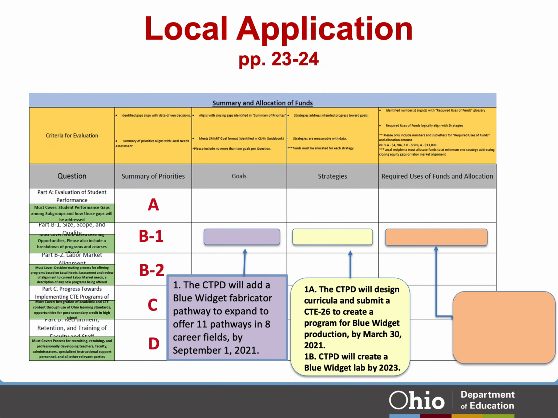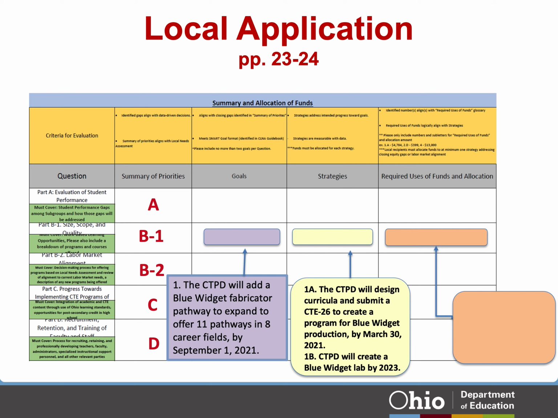Once all of the CLNA worksheets have been completed, you are ready to complete the Local Application tab. Here, you draw in information from the CLNA. Let's think back to Part B1 that we did for blue widgets. Remember the Summary of Priorities box at the bottom of the worksheet where Tawana bookmarked B1? Copy and paste that information right into the applicable cell on this worksheet.